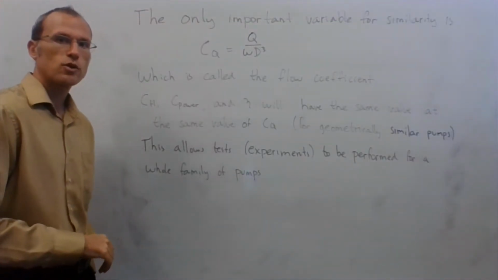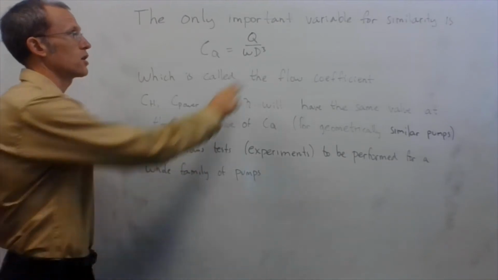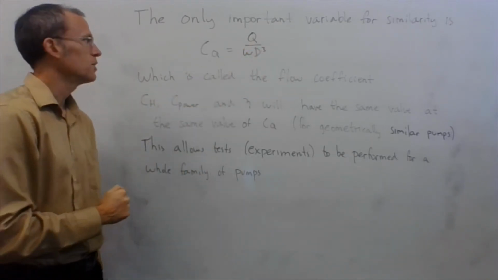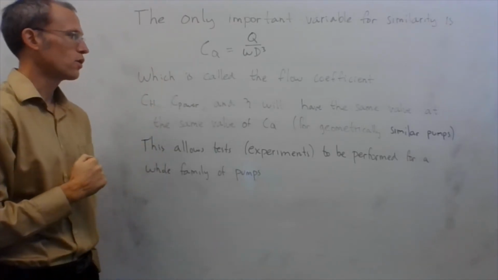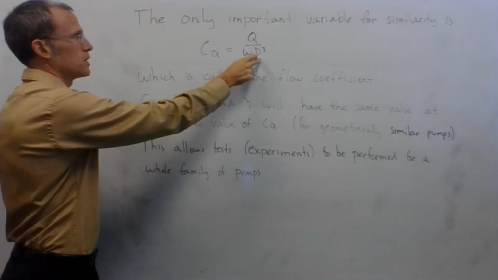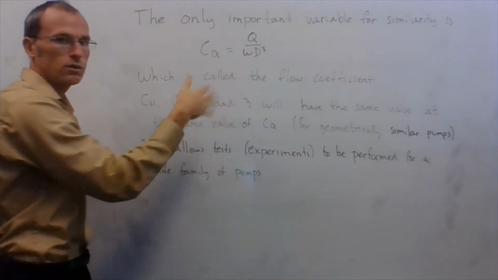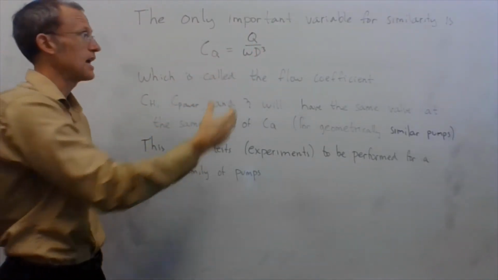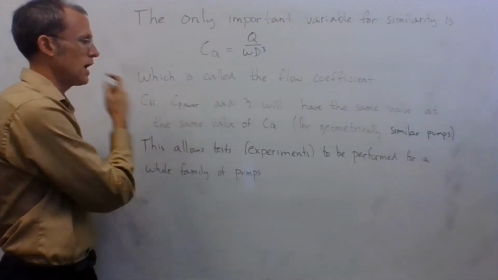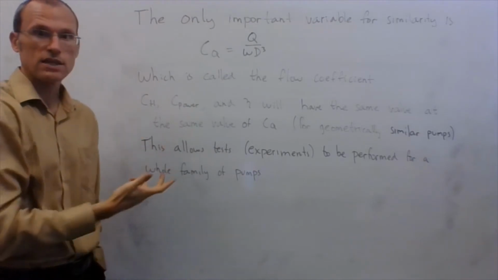So as mentioned, for similarity purposes, the only variable I really care about is this combination Q over omega d cubed. Because it's the important one, it gets a special name, CQ, which is called the flow coefficient. That way, if this has the same value, I can change omega d and Q to different values, but as long as I have the same value overall, my values for CH, C power, and efficiency will all have the same value as well.